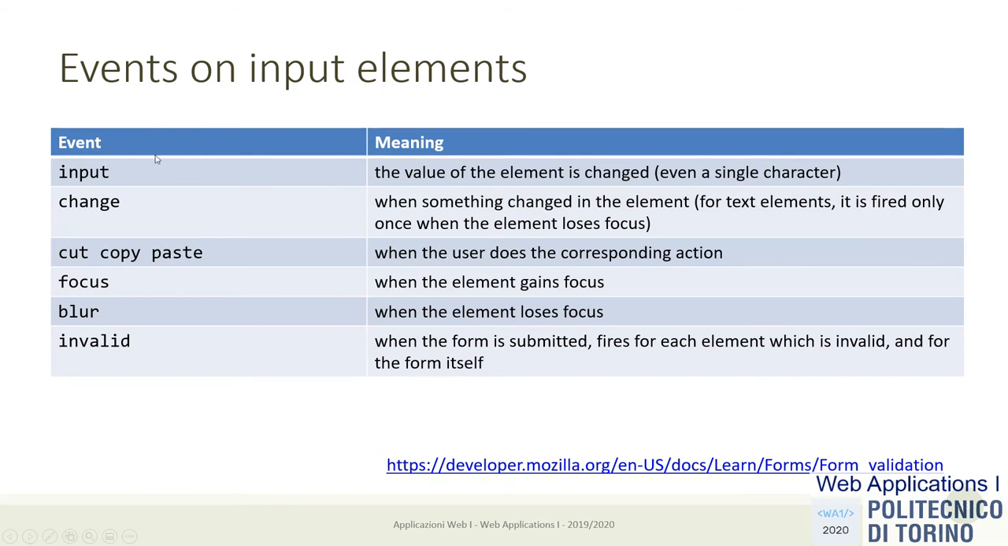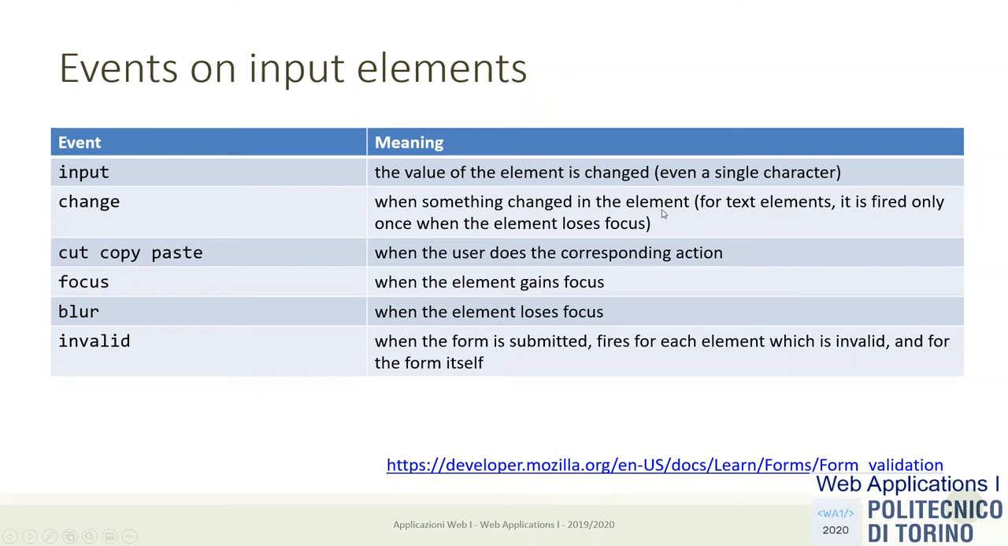Of course, forms can handle all the normal events like click, key down, key up, and so on, that are valid for every HTML element, but there are some very specific ones. In particular, we have an input event, which is generated every time something changes in an element, even a single character. So it will fire very frequently. Then there is change, which fires when the content of the element is changed.